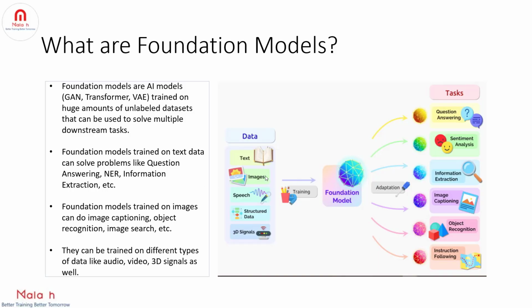And also foundation models trained on images can do image captioning, object recognition, or image search, right? And these foundation models can be trained on different types of data like audio, video, 3D signals as well. So the data can be either text or images or speech or structured data or 3D signals. So we will train the foundation models with these different types of data so we can perform different tasks like question answering, sentiment analysis, information extraction, image captioning, object recognition, and instruction following. So we can perform several tasks by using these foundation models.